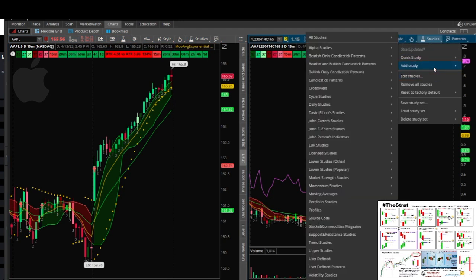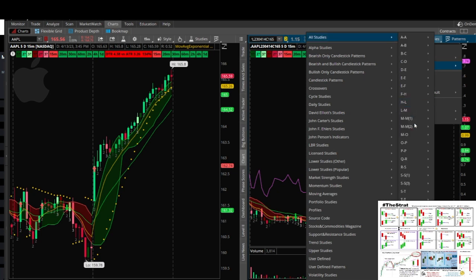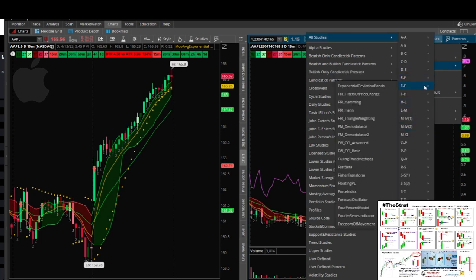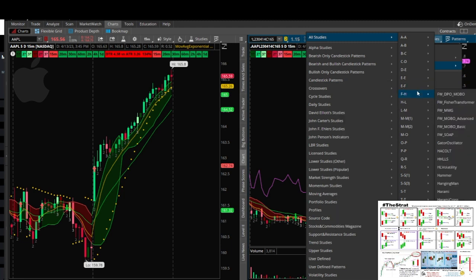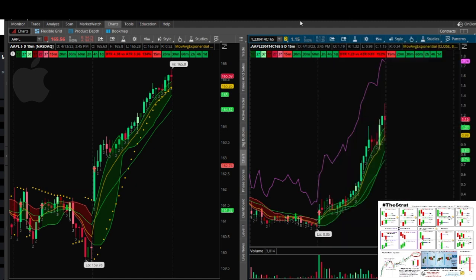And the way you do it, you go to add study. Oh, let's see if I can find an FW. That dog is loud. That is so crazy. There it is. So there you got your FW DPO Mobo, advanced, and basic. The ones that I use are the basic, but that's how you add it to your charts. And then you can put whatever other studies that you have.